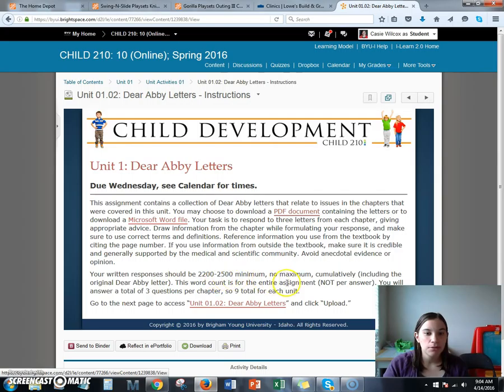The minimum word count is 2,200, and I'll edit this, but just focus on 2,200. If you do not meet that, I will deduct points. So keep in mind that your total document needs to be 2,200 words or more. Not per answer, the whole document. So if you type it all up and do the word count, I need to see 2,200 or more.